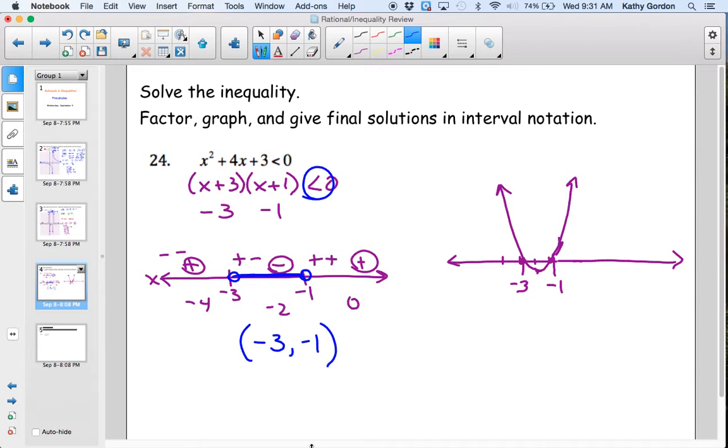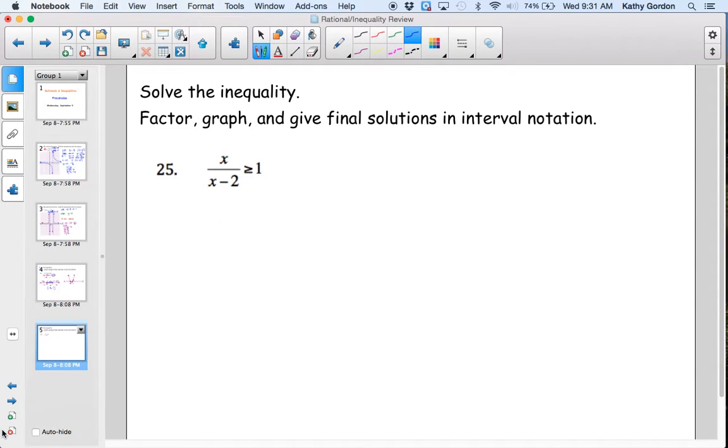Okay. So then your second inequality was a rational. This is where things get a little funky. So the first thing we need to do here is what? Move the 1 over, because we always want to be comparing to 0.